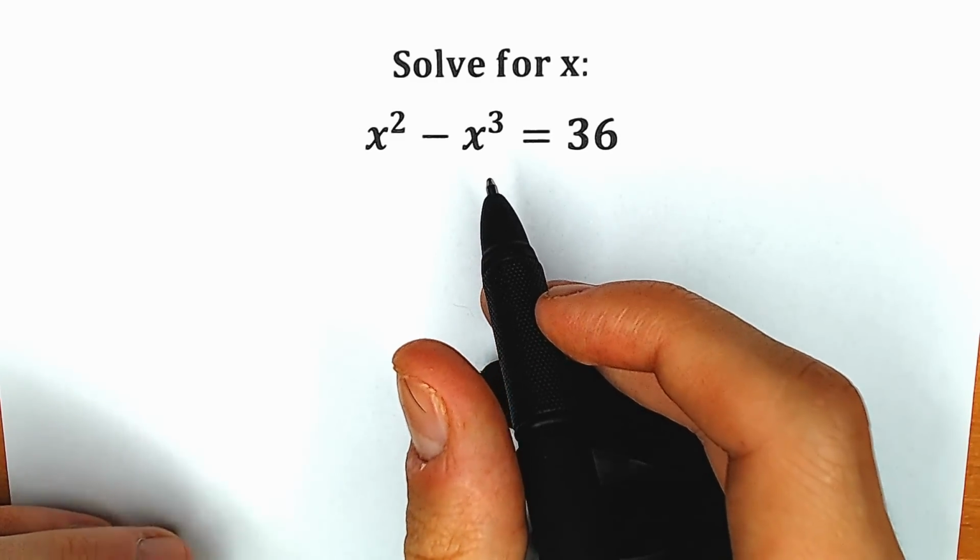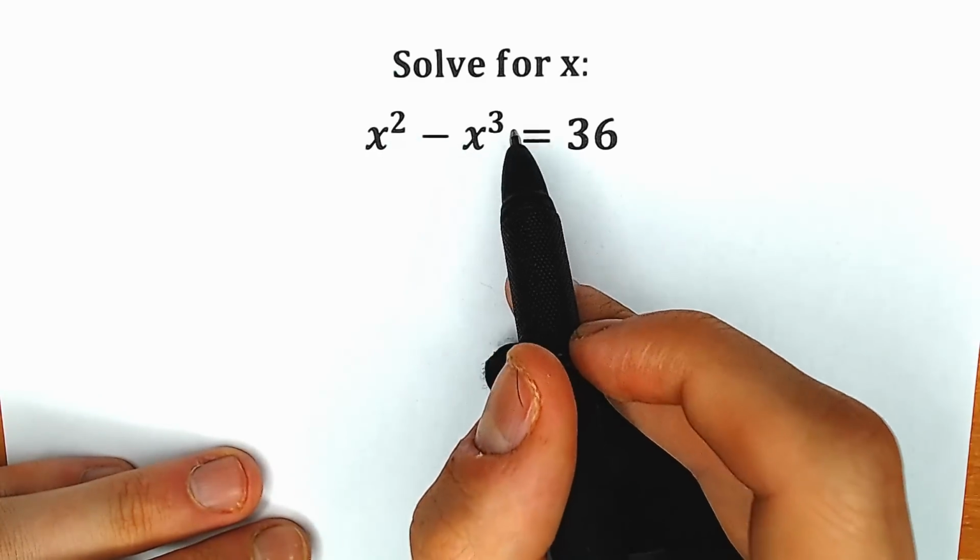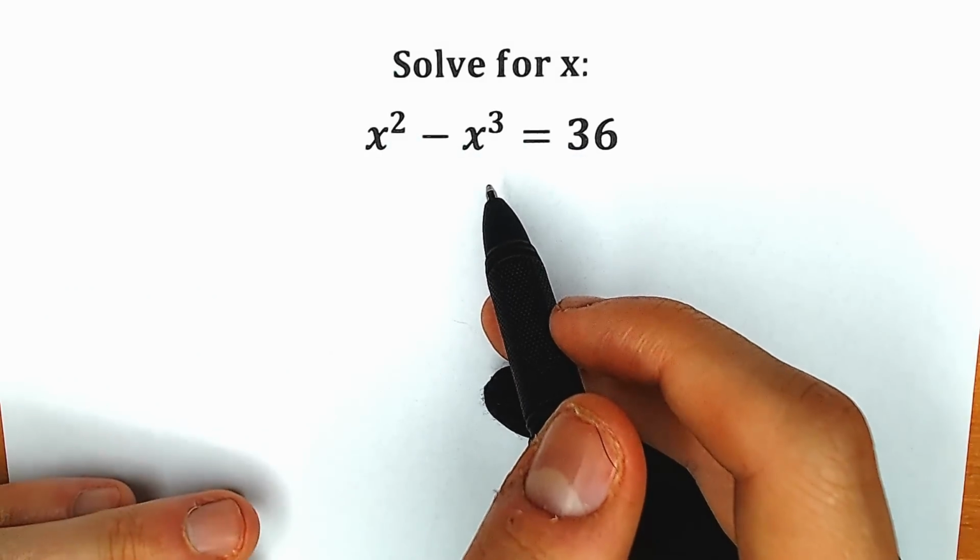Hi, I'm Mathematic. Today we have a very interesting equation: x squared minus x cubed equal to 36. And here's maybe the main question. Did you study well at school?